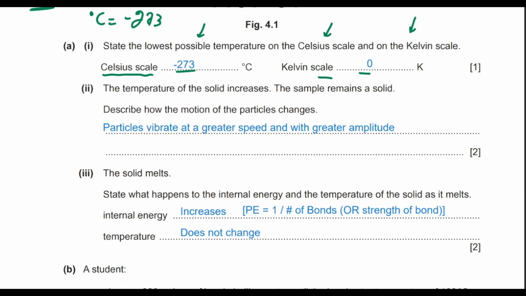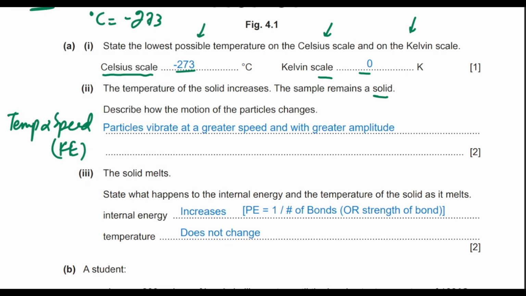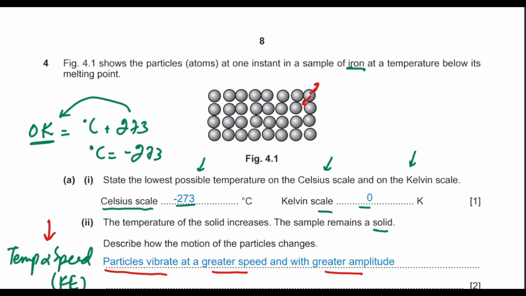Similarly, the temperature of the solid increases, and the sample remains a solid. Okay, you are heating it up. Describe how the motion of the particles changes. So when you heat up the particles, we understand from thermodynamics that temperature is proportional to the speed of the atoms, or in theory, it is actually the kinetic energy of the particle. Now, since the mass of the atoms is not changing, we conclude that this is actually the speed. So particles vibrate at a greater speed, as understood from the kinetic model of matter, and with greater amplitude. They will be agitated and they will be vibrating. If they're vibrating at a smaller amplitude at a low temperature, at a high temperature they will be vibrating at a greater amplitude.